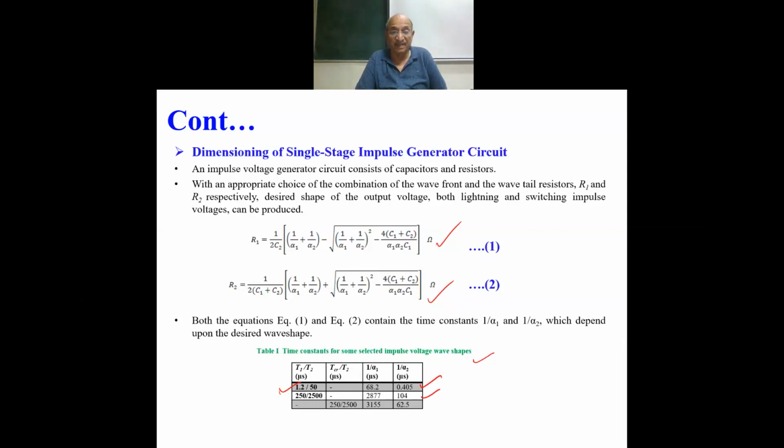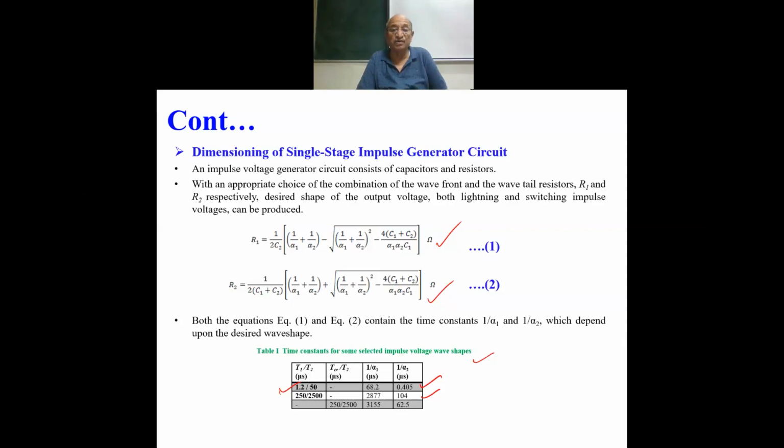C1 is fixed in the impulse voltage generator, but C2 may be different. So you can always measure C2, that is the capacitance offered by a test object. C1 is always fixed, a design value of the impulse generator, and C2 is the capacitance of the test object, which can be measured. So for the desired shape, R1 and R2 can be calculated.